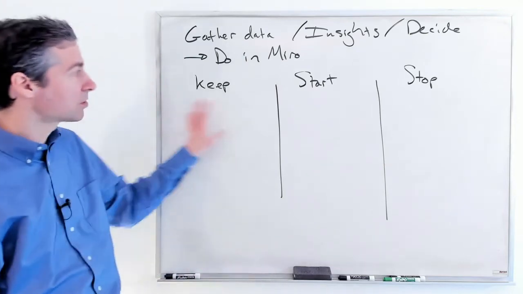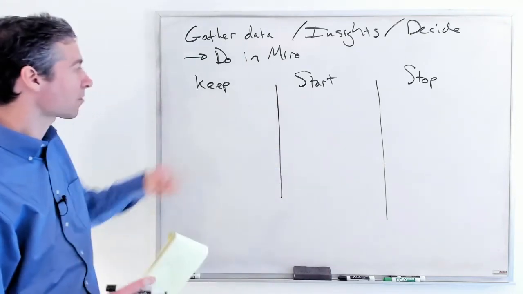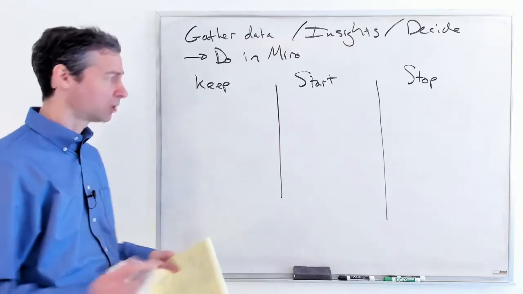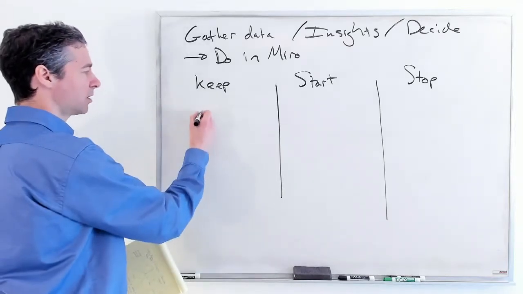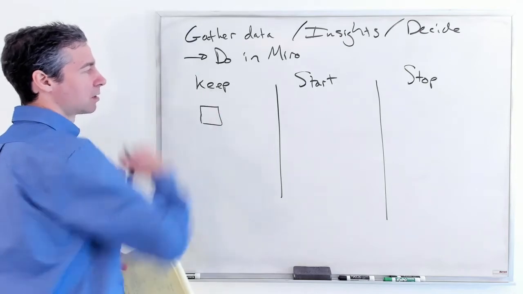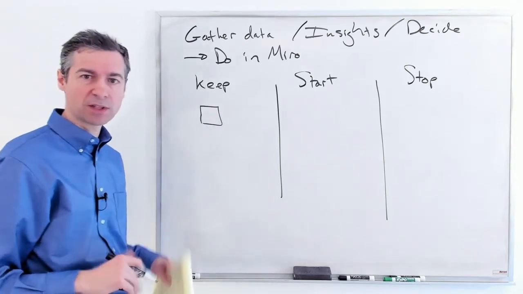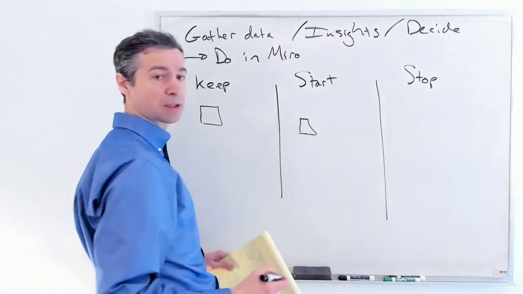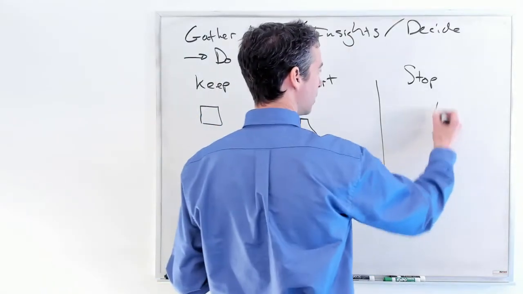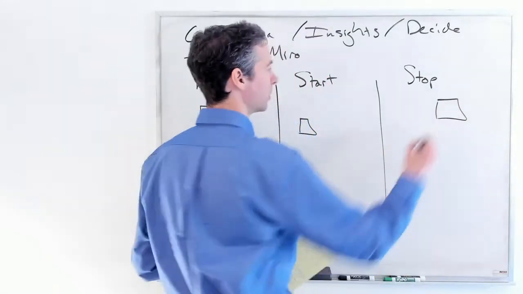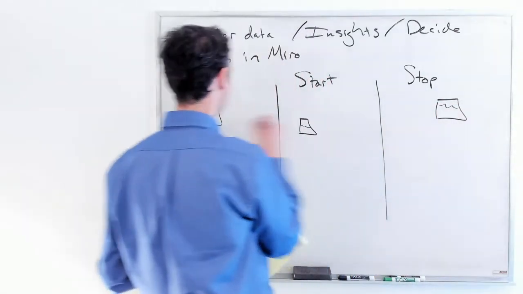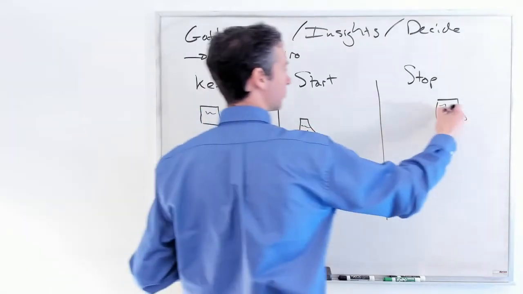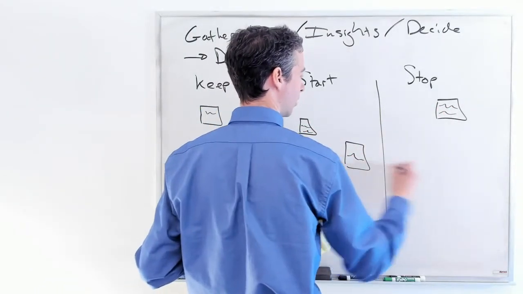All right, so you get these columns. And the idea is that we're going to have each person write stickies of things they want to keep doing as a team, things they want to start doing as a team, and things they want to stop doing. And so you're going to write your little stickies and put them up on the board. Okay.